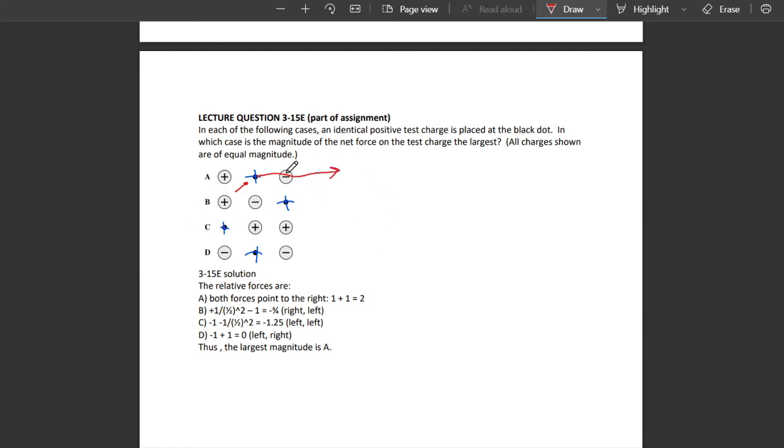Looking at B here, we see that we have an attractive force toward this first closer particle, and then we have a repulsive force, but that repulsive force is farther away. This is essentially double the distance away, 2r. So it would have a force that is 1/4 that of the force between this negative charge here and the positive test charge. So the overall force on this black test charge would be somewhat less, relatively speaking. If this was 4, this would technically be 3.